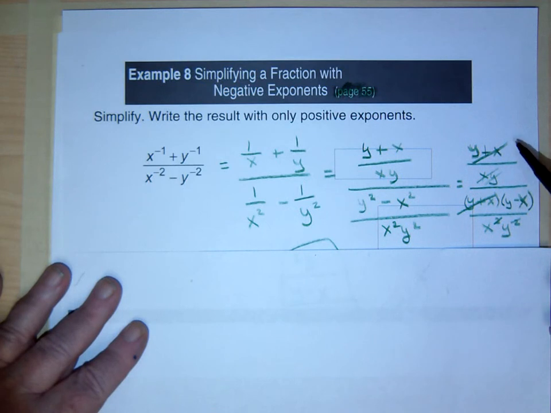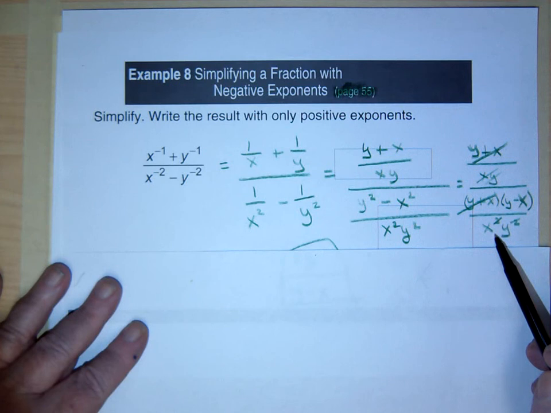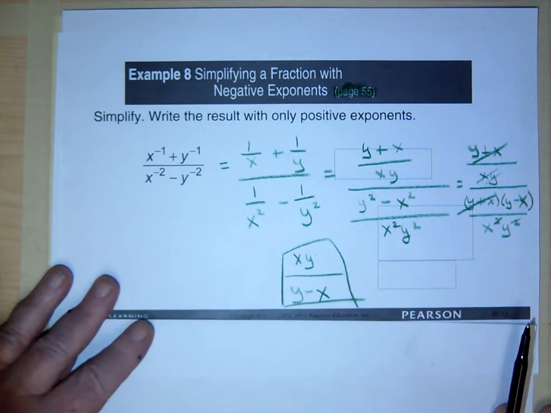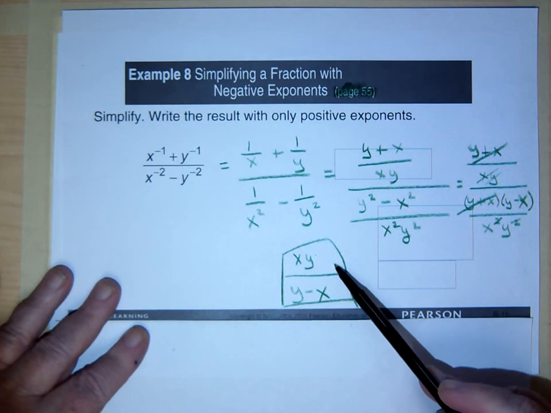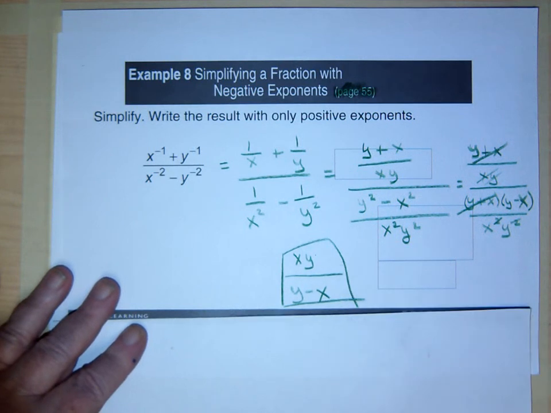So what I will have then is a net of 1 in the numerator, and in the denominator is xy. So if I do that division, I get as a final answer xy all divided by y minus x.